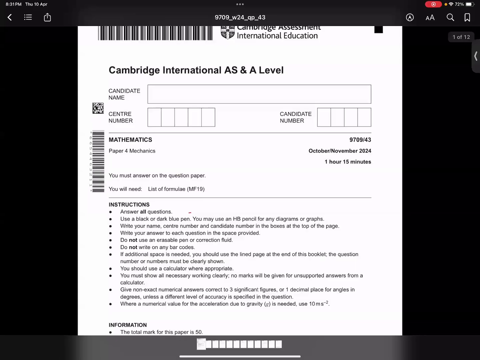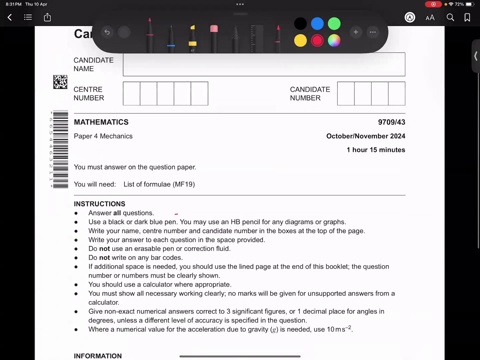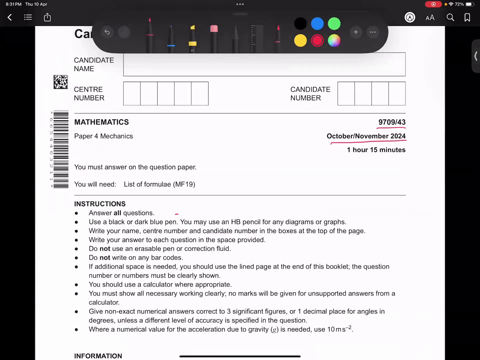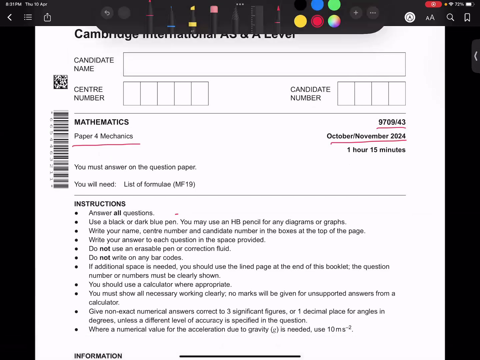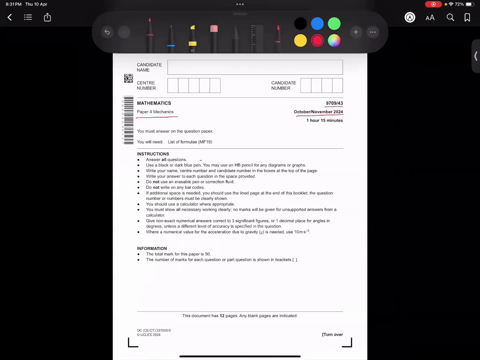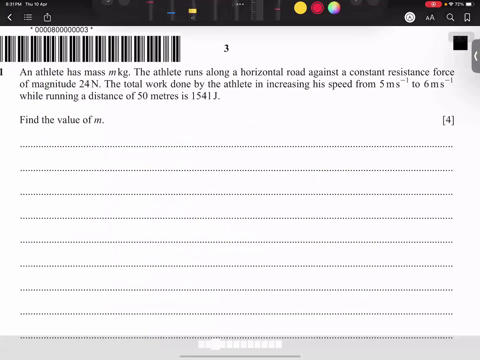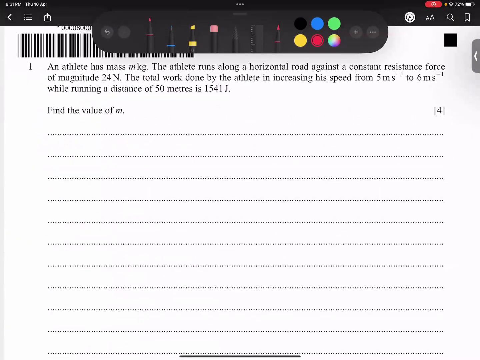Bismillah ar-Rahman ar-Rahim. This is the October 2024 variant 43 complete mechanics paper. We are going to start, so get ready. Question number one.